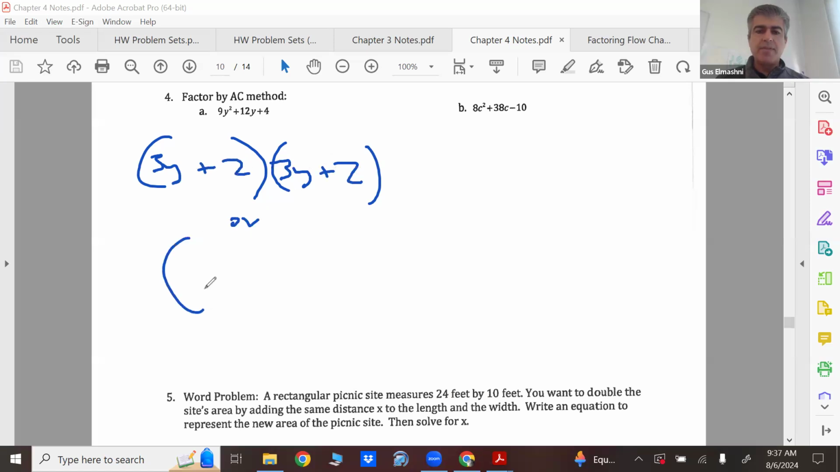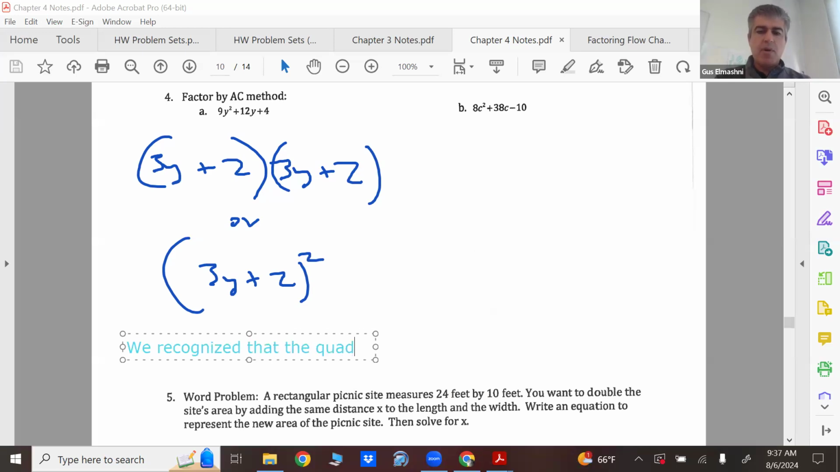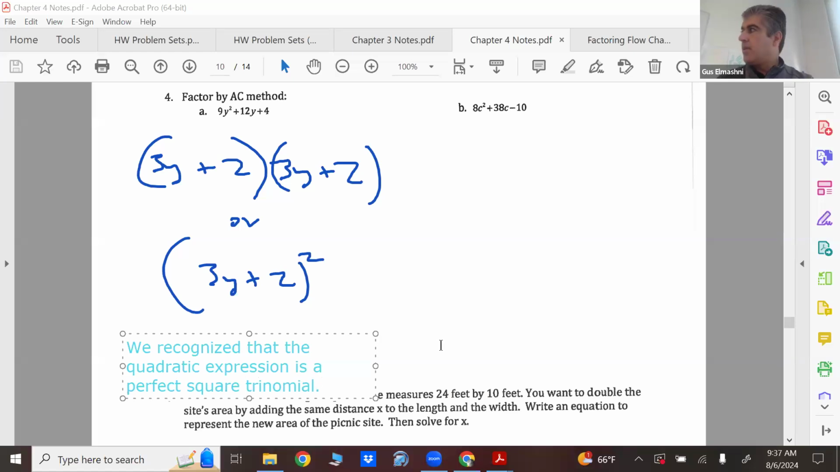Or you could write it like this. So what happened here, we recognized that the quadratic expression is a perfect square trinomial. That's what happened. And that's what I was able to kind of do quickly.